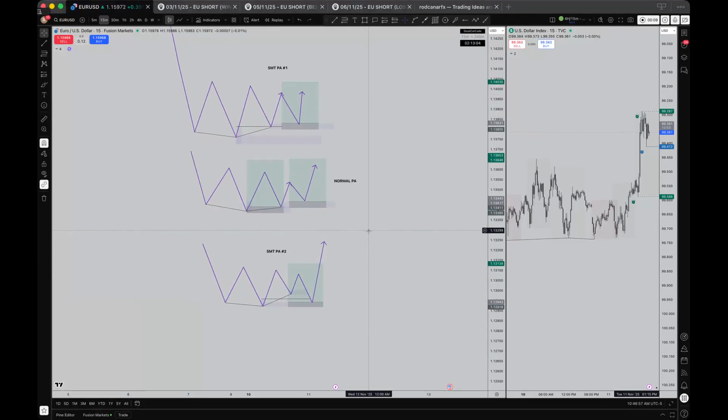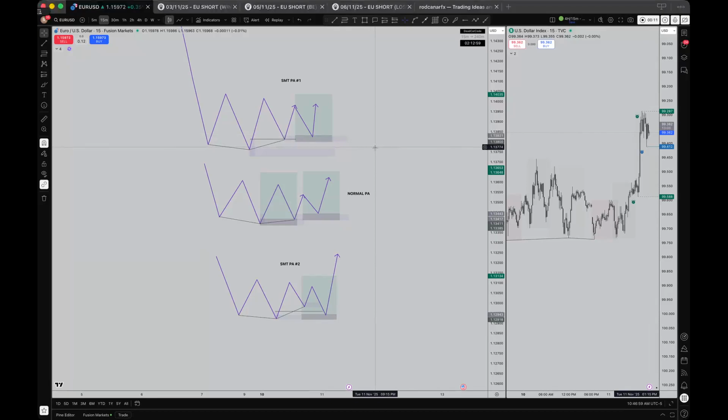But basically, when we have an SMT type B followed by an SMT type A, and we're not sure whether to still hold on to that first entry off of that SMT type B, or to also set a limit on the SMT type A, we have a rule that we have created.